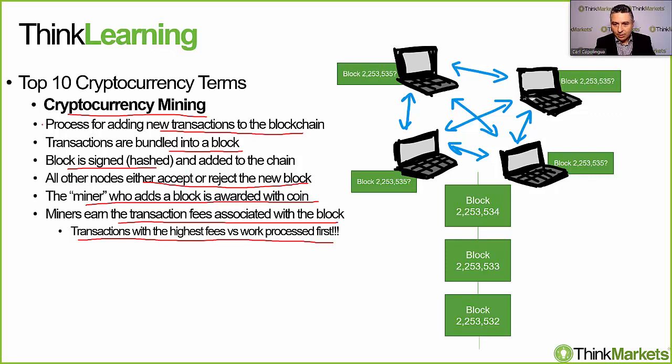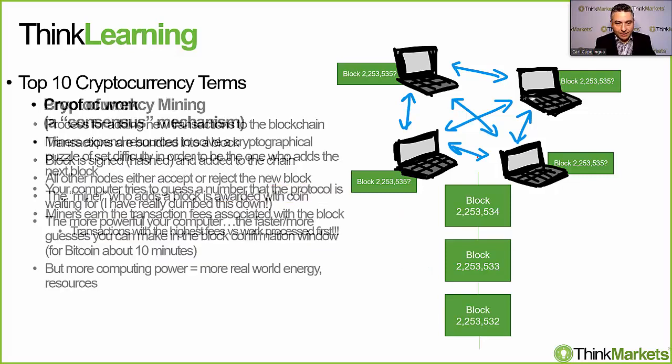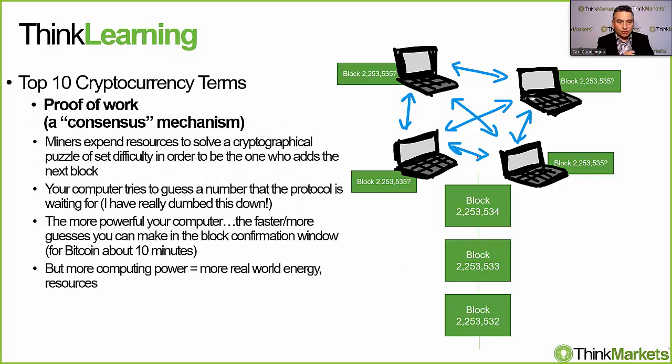And we've just got a visual representation here of this mining process, so we can see previous blocks in our blockchain: 2,253,532, 533, 534, and we've got the computers here all really trying, or I guess racing, to make block 535. Okay, and there's a couple of ways we can make this new block.